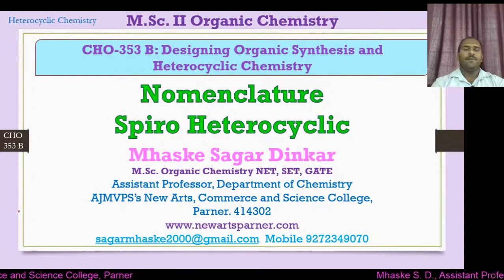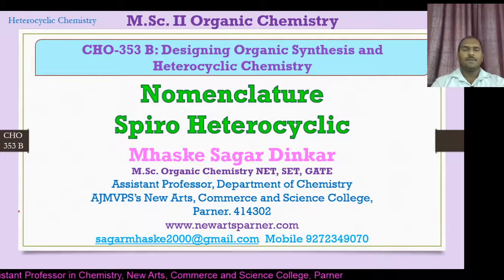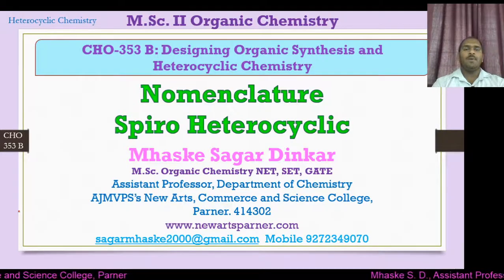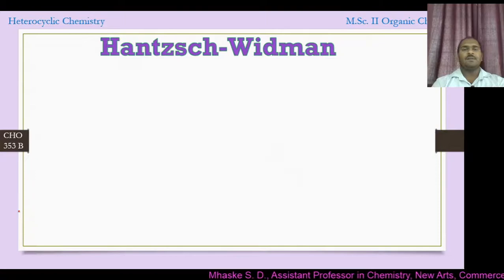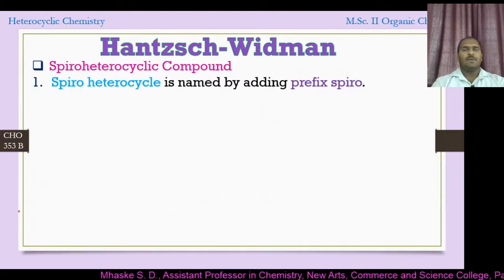So let's consider the nomenclature of a spiroheterocyclic system. In the case of a spiroheterocyclic system, different rules are there for the nomenclature. So let's see one by one how to give a name to a spiro system. Let's start our discussion of spiroheterocyclic compounds.